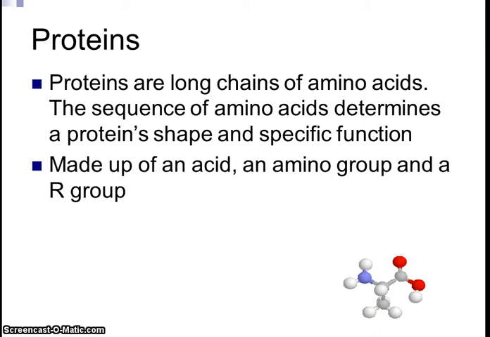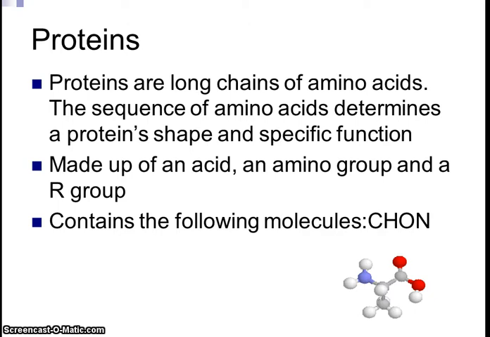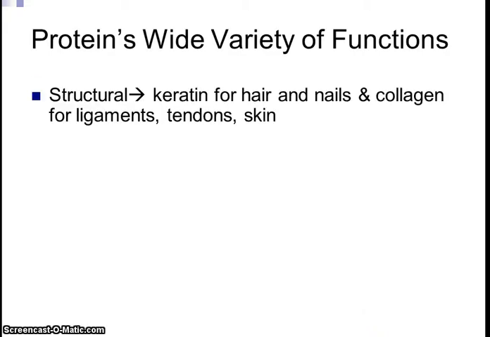Every amino acid is made up of an acid, which is carboxyl, an amino group, and an R group. That R group is how they are different. And they all have CHON: carbon, hydrogen, oxygen, and nitrogen. They have a huge amount of functions.